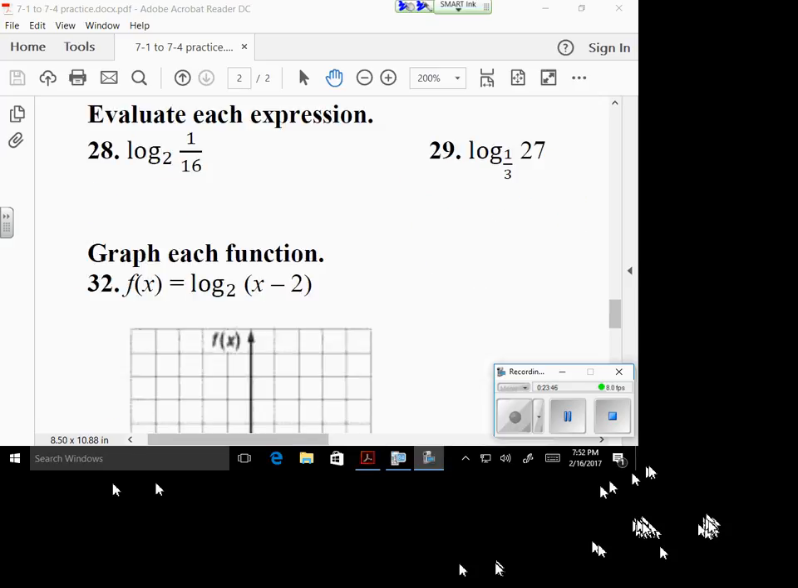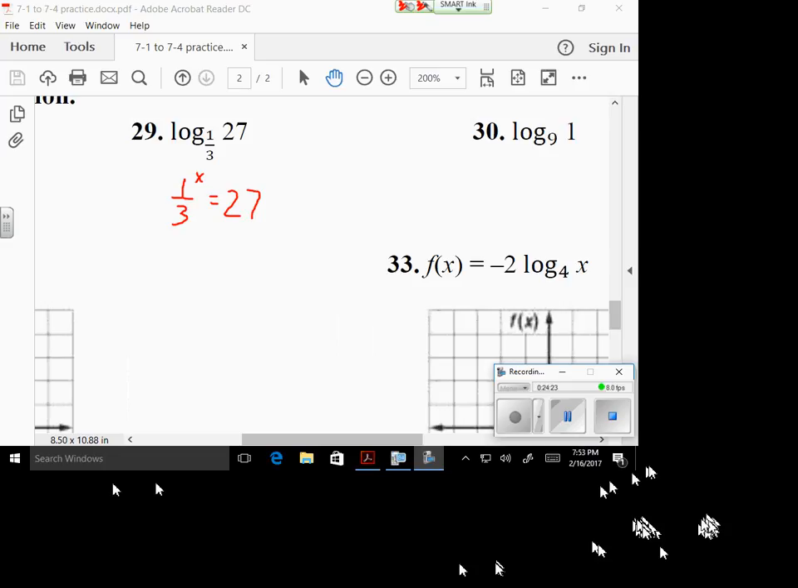To evaluate this, the easiest way would be to set it up to some number x, so that you can write 2 to the x equals 1/16. 1/16 is the same as 1 over 2 to the 4th. So 2 to the x equals 2 to the negative 4th. That means x equals negative 4. We don't really have an x. Just know that this must equal negative 4.